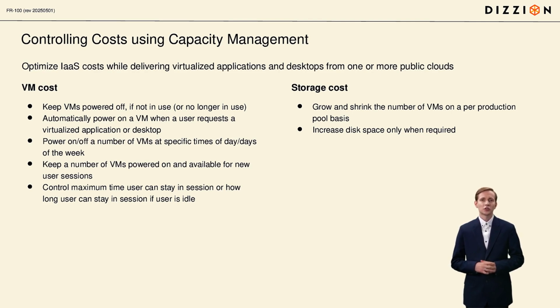Here are some of the considerations that our engineers have included in the product. Keep desktops powered off when not in use or when no longer in use. Automatically power on a VM when a user requests an application or desktop. Power on or off a certain number of VMs at a specific time of day and/or certain days of the week. Keep a number of VMs powered on and available for new user sessions. Control the maximum time a user can stay in a session or how long that user can be idle. Because storage is always a factor, the platform can also grow and shrink the number of VMs on a per production pool basis and will only increase disk space when required.